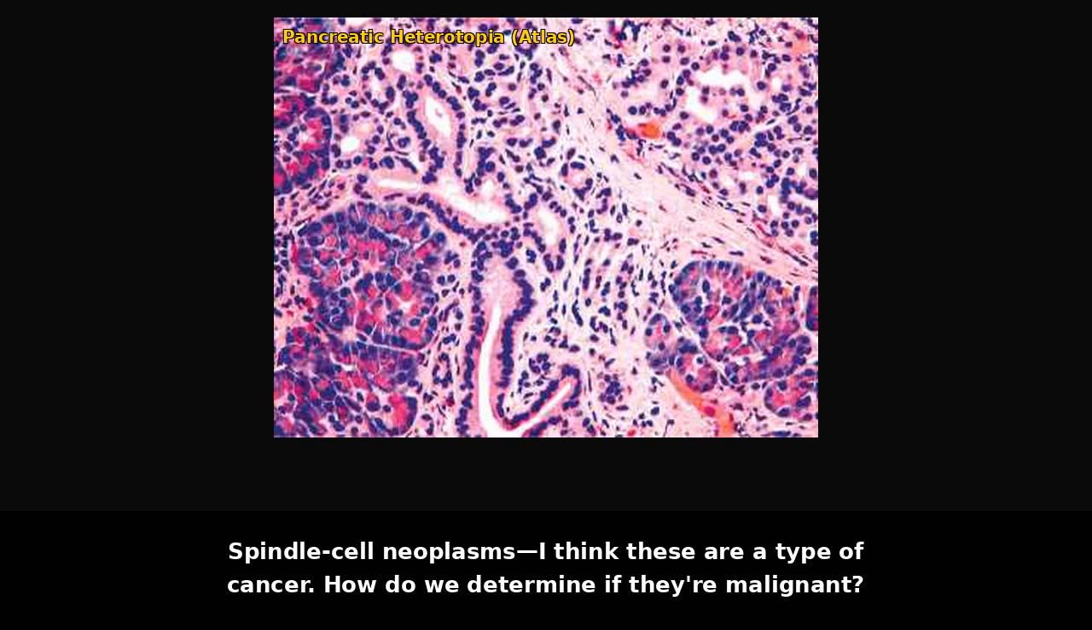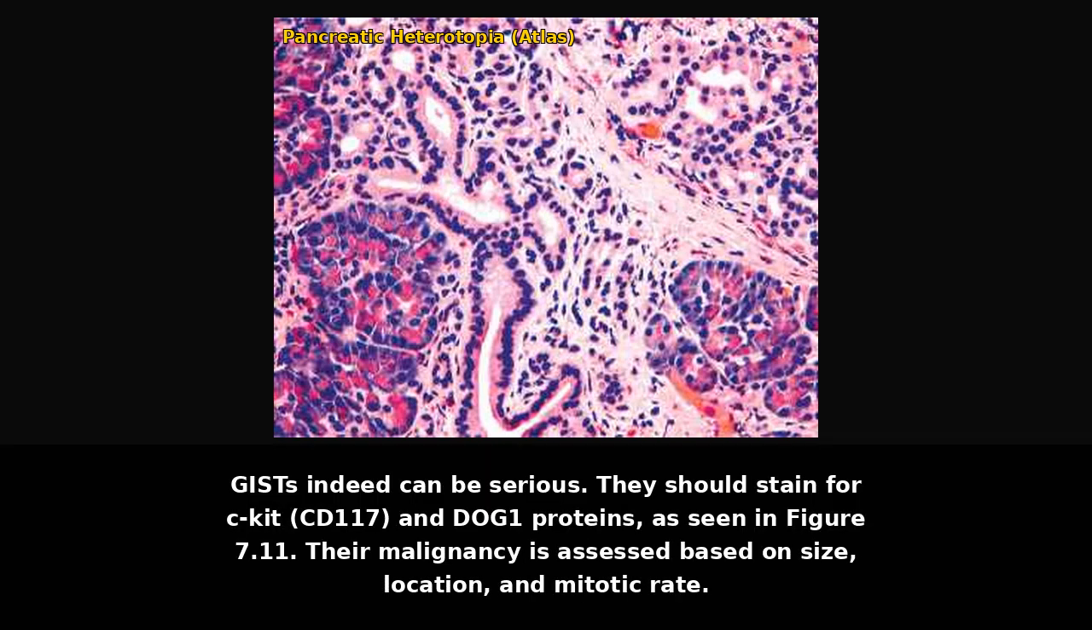Spindle cell neoplasms, these are a type of cancer. How do we determine if they're malignant? Indeed, they can be serious. They should stain for c-KIT and DOG1 proteins, as seen in figure 711. Their malignancy is assessed based on size, location, and mitotic rate.